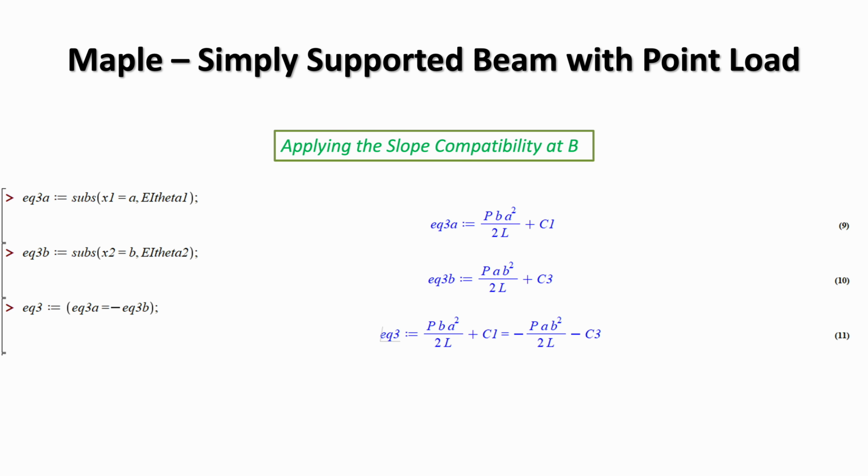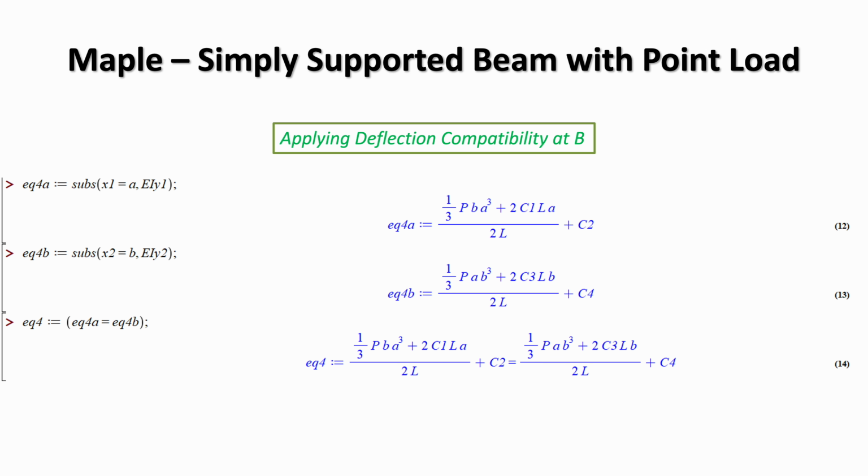equation 3b, or EQ3b. Because the beam is continuous, the slope must be the same at point B, and setting up equation 3a to equation 3b with the minus sign gives us the slope compatibility equation, which I've stored as equation 3, or EQ3. We now apply the compatibility condition for deflection at point B.